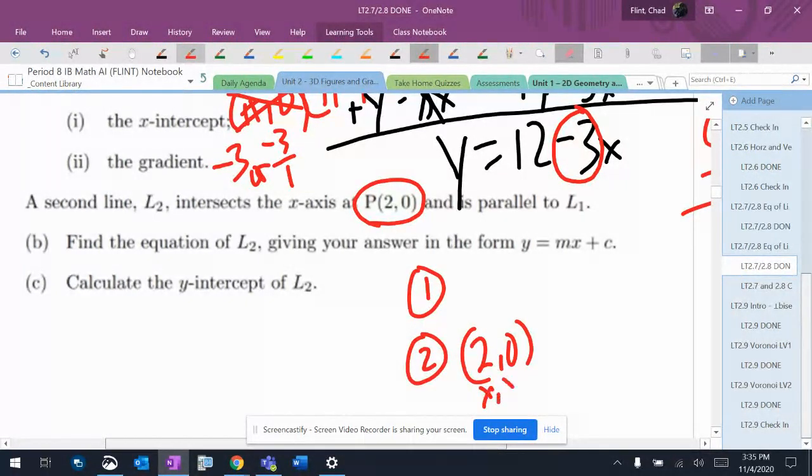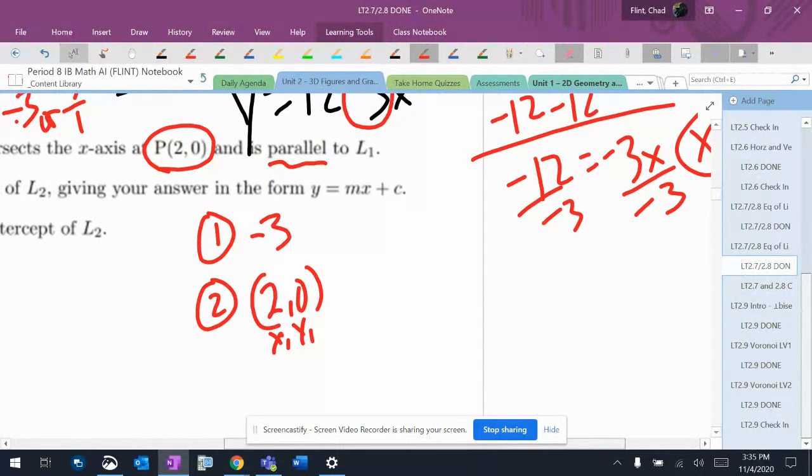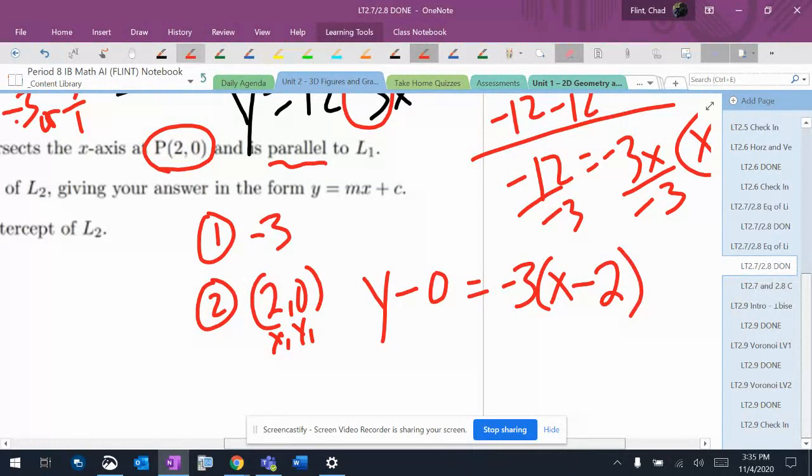That's x1, y1. The gradient, if it's parallel, needs to be the same. Well, the gradient of that is -3, so the gradient of this is -3. You can use the fraction if you want to. There's no need to, though. Then I look the formula up, and it's y minus y1, which is y minus 0, equals m, which is the gradient, times x minus x1, which is x minus 2.